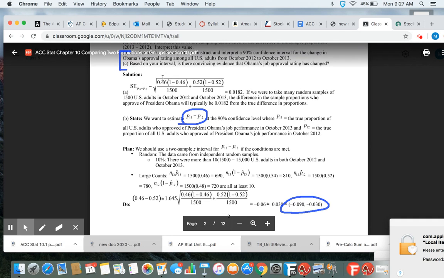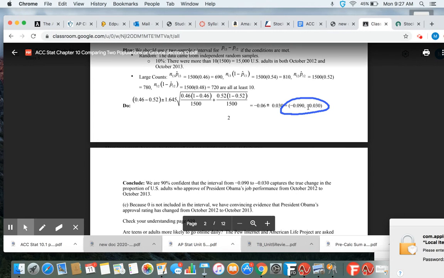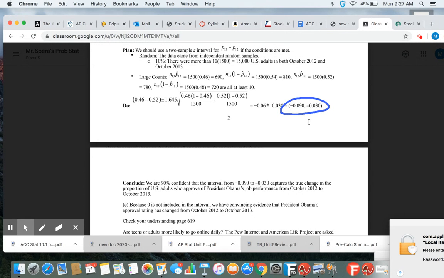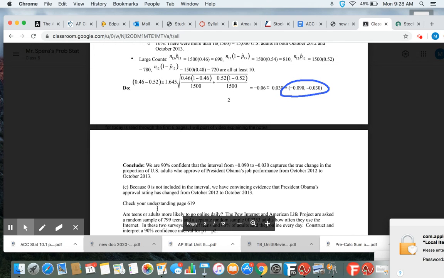And then finally, a question that I like here. It says, based on your interval, is there convincing evidence that his job approval changed? Is there convincing evidence? And there is convincing evidence. And the reason for that is because if we simply looked at our interval, 0 is not contained in there. 0 signifies no difference. It was the same. So if 0 was in our interval, we would say that, well, there's a chance that it stayed the same. So because 0 is not in the interval, we do have convincing evidence that it did in fact change.